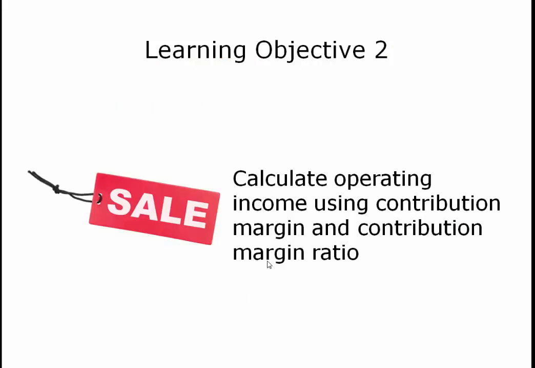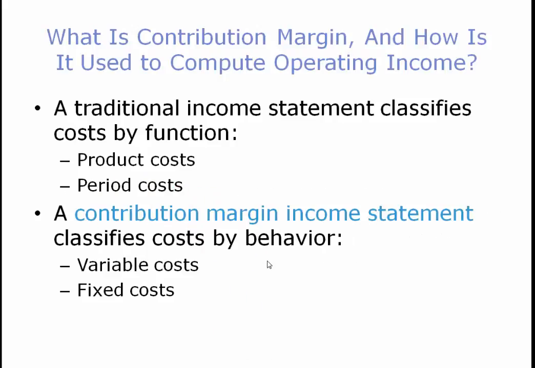We're going to use something called a contribution margin. And in a contribution margin, it doesn't really say it here, but what a contribution margin is, is your selling price less variable cost. And what we're going to do is change the way our income statement looks. Where before in a traditional income statement we had product cost and period cost, now we're going to take those product costs and period costs and break them down between fixed and variable cost.